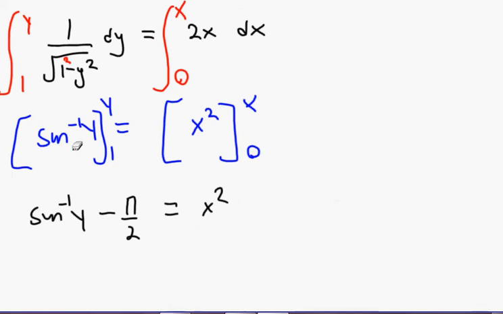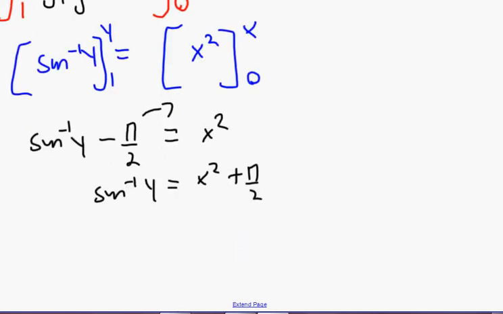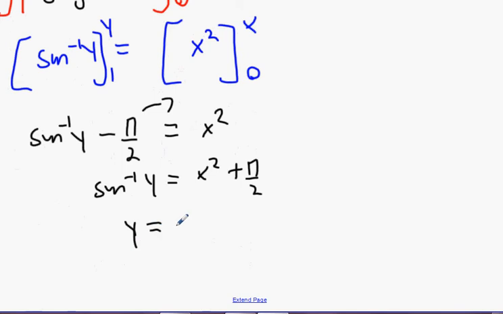Okay. Move the pi over 2 over to the other side. We get sine inverse y equals x squared plus pi over 2. Anybody know how to finish it off there? What did you say? y equals? You got it right, I think. Sine of x squared plus pi over 2.